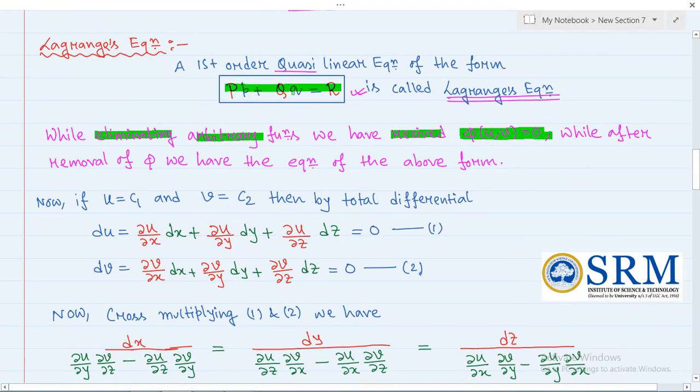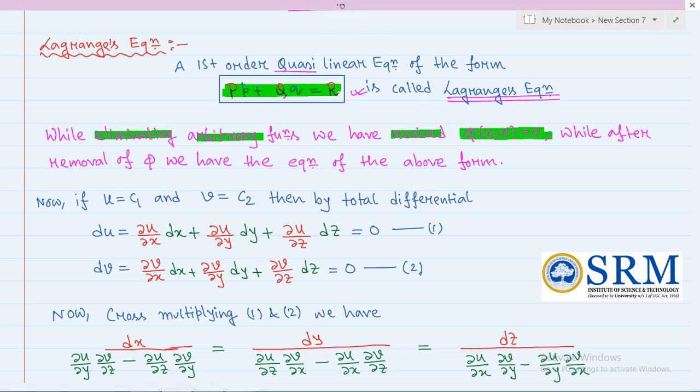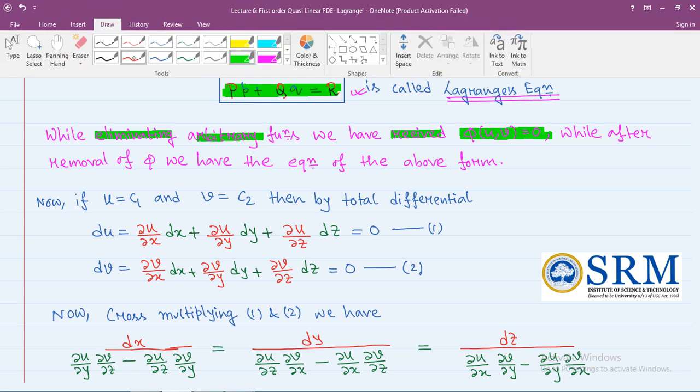If you have not checked it yet, you can check it and understand that after removing the phi function, the structure of the equation is of the Lagrange's form, that is capital P into small p plus capital Q into small q equals capital R. Now how do we come to the solution technique for this type of problem? Let us try to understand.